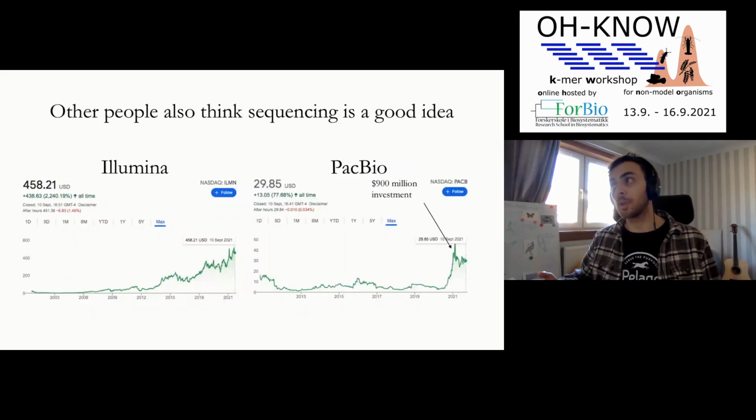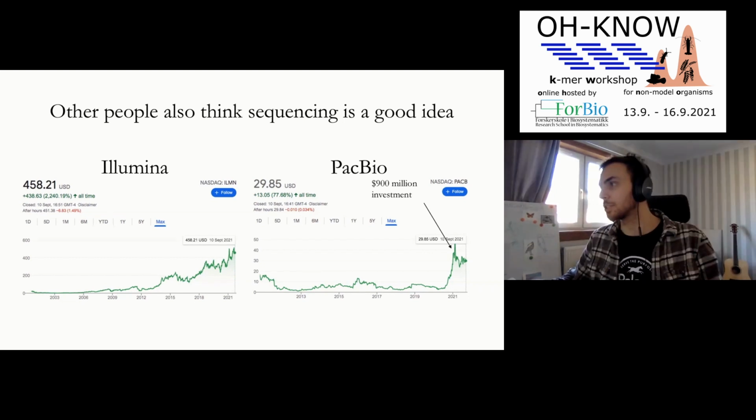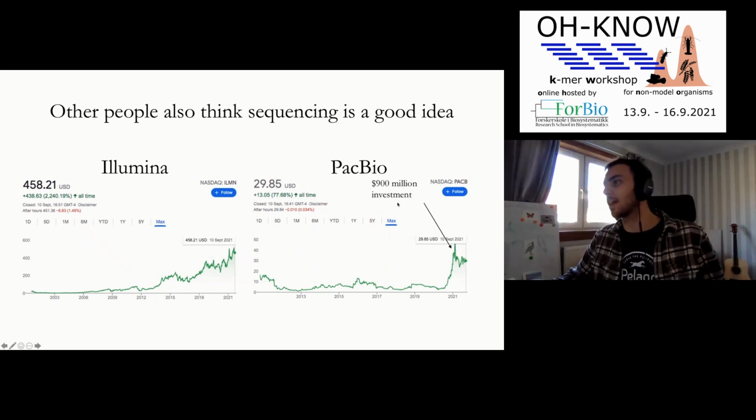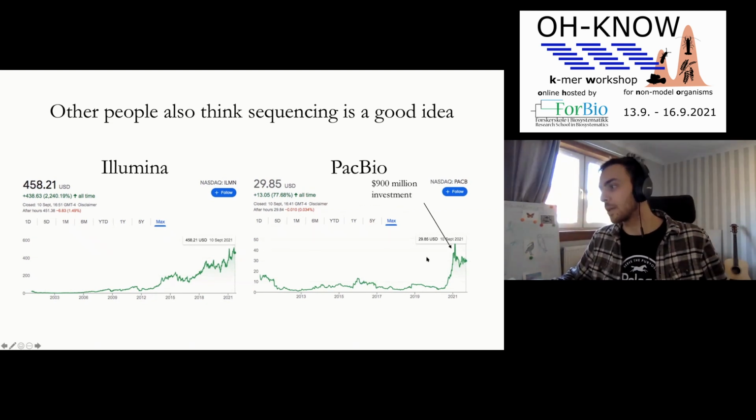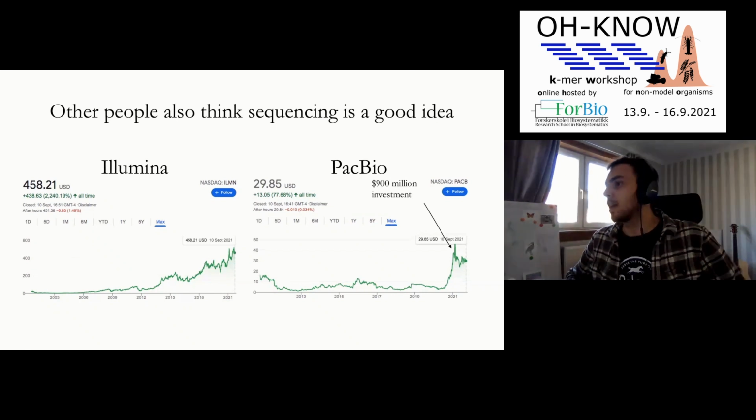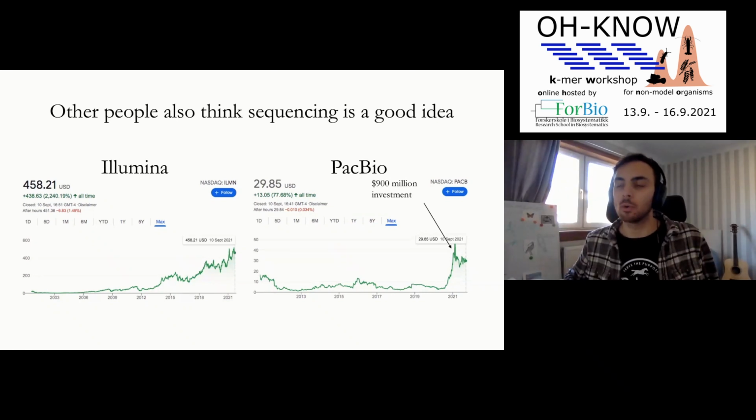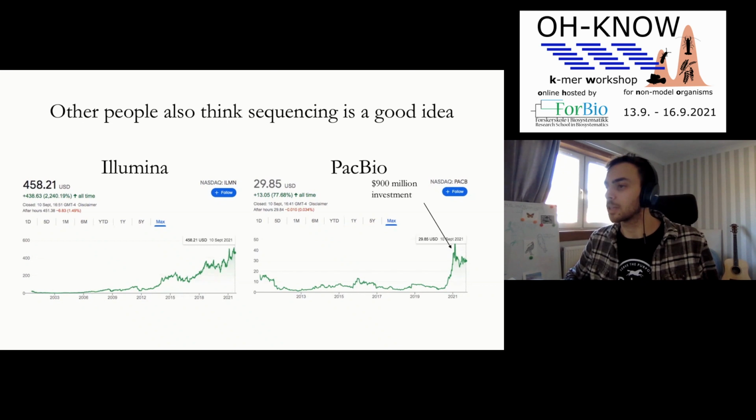And other people clearly think that sequencing is a good idea and appreciate this cost, because companies like Illumina and PacBio, their stock prices are going up and people are making very big investments in sequencing technology. PacBio, for example, if you invested early, you've done very well because they had this almost $1 billion investment earlier this year. And these technologies are being used more and more as we go towards things like personalized medicine. These costs are dropping.